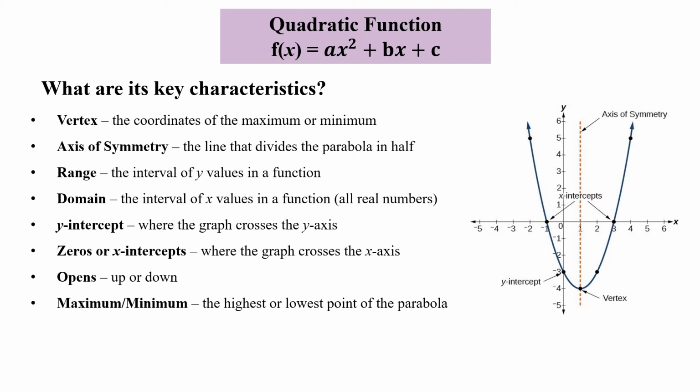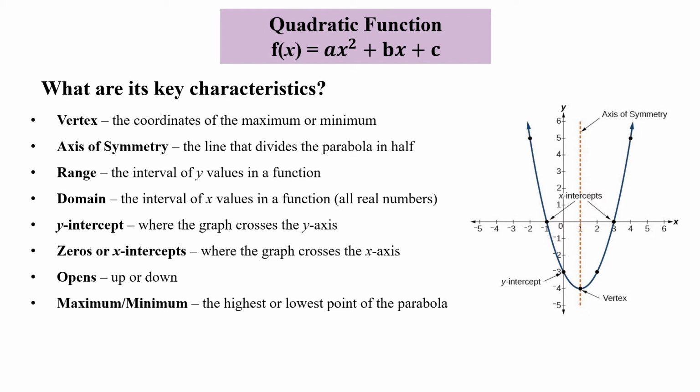The axis of symmetry is the line that divides the parabola in half. This broken line right here is dividing this parabola into two equal parts. So it's dividing it in half. And the axis of symmetry is a line, and it's a vertical line.